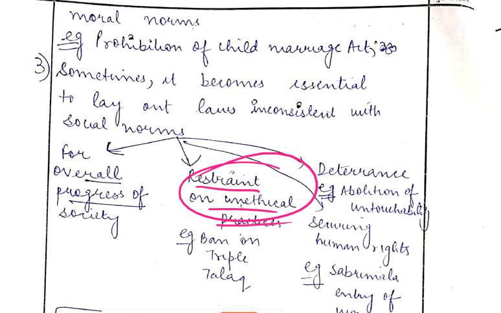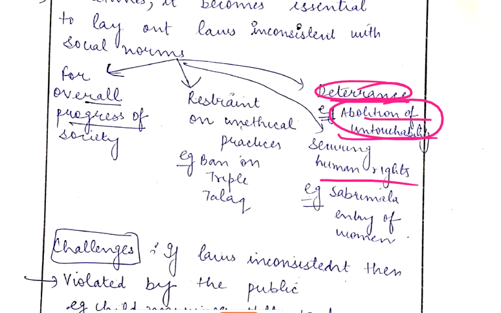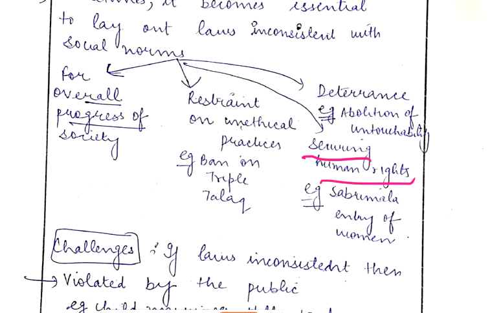Restraint on unethical practice, for example, the ban on triple talaq. And another is deterrence, for example, abolition of untouchability, human rights. And then saving human life, securing human rights, for example, Sabarimala, entry of women.